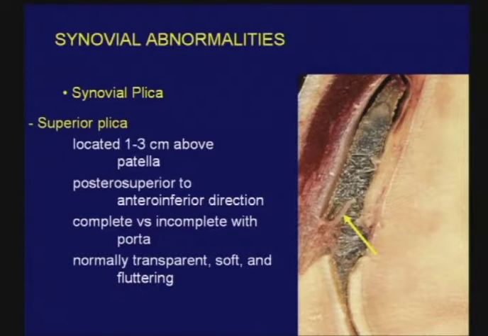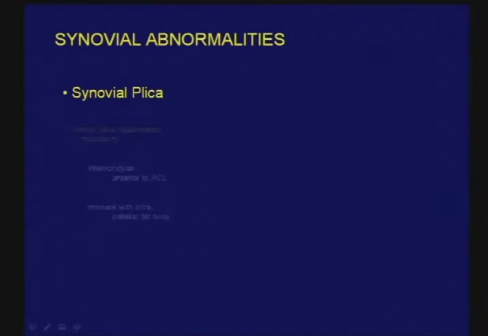The superior plica is located a few centimeters above the patella, shown by a yellow arrow in this particular slide. It runs from an antero-inferior point to a postero-superior point. It may be complete, that's not good. It is often incomplete with a large opening or porta. That's a better prognosis if there is a large opening. Normally transparent, as I suggested. You can see that it partially separates the supratellar pouch from the remaining portion of the joint.